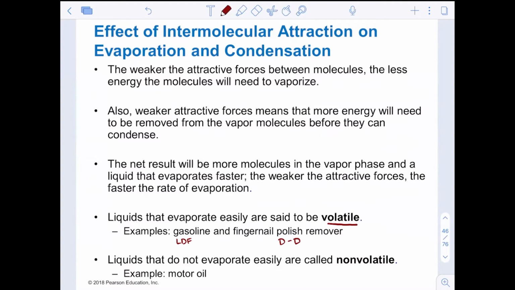When we think about liquids that are not easily vaporized, those are non-volatile. This would be motor oil. Motor oil is a combination of a bunch of things. However, it has more of the idea of hydrogen bonding. And depending on what your proprietary brand is, ion-dipole forces. And those are extremely difficult to get to boil and to become vapor. So non-volatile.